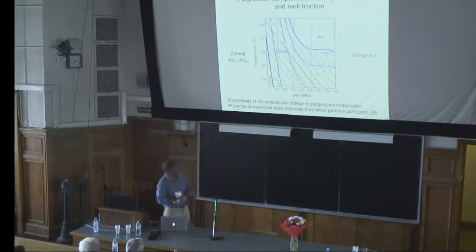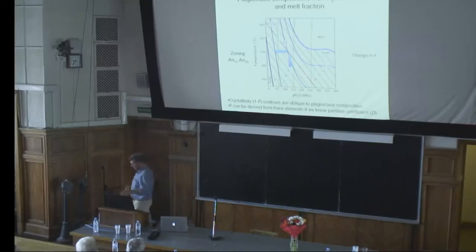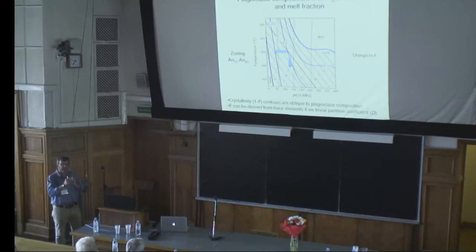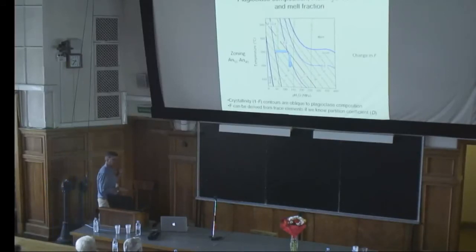So, if I had some means to use the plagioclase to determine the melt fraction change from one zone to the next, I would be able to distinguish between the case where the pressure drops and the case where the temperature drops. The way to get a handle on how the melt fraction changes is to measure partition coefficients, to measure trace elements where we know the partition coefficient.